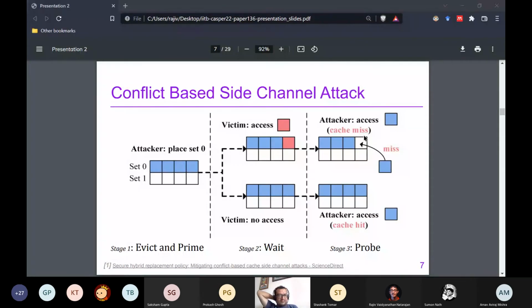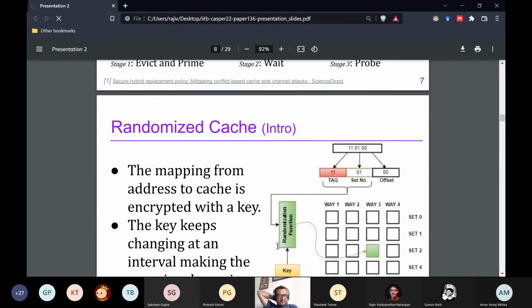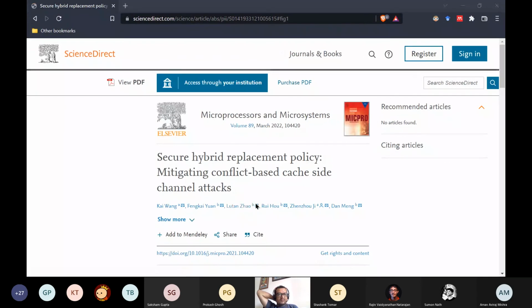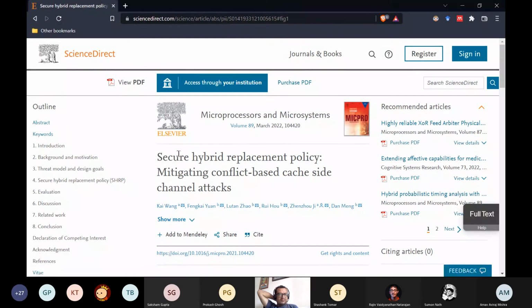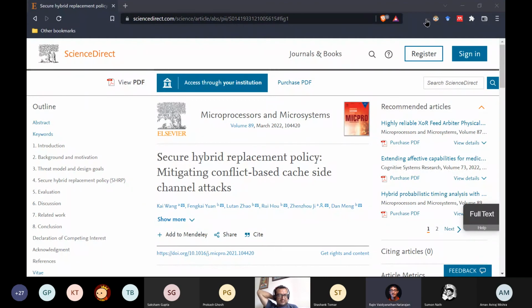I think Rajiv stopped sharing. Yeah, go to the end. No. Rajiv, why are you opening this paper? Go to the slides. Go to the end of the presentation. Well, something happened. Your machine is under attack. Okay, if it doesn't work, then it's okay.